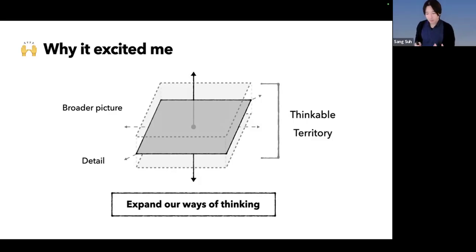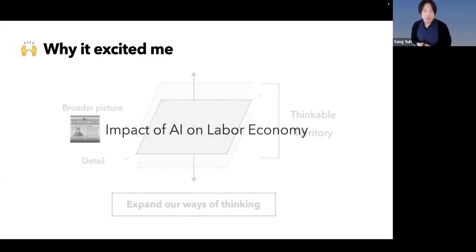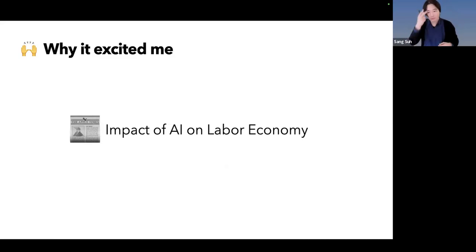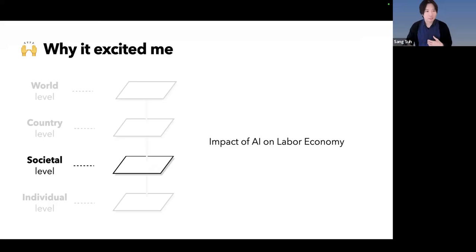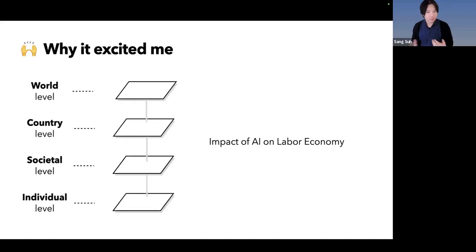And I think what it really does is expand our ways of thinking and allow us to see things more holistically. Just to be more concrete, let's say you're thinking about AI's impact on the labor economy, and there's an article talking about its impact on society. On one hand, you could say this article is presenting information about the impact at the societal level. But if you apply these levels of abstraction, you might think about how this impact would also translate to people at an individual level, or more broadly at a country level, or between countries, right?